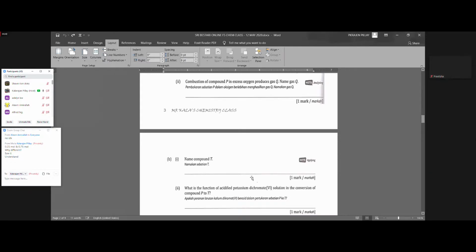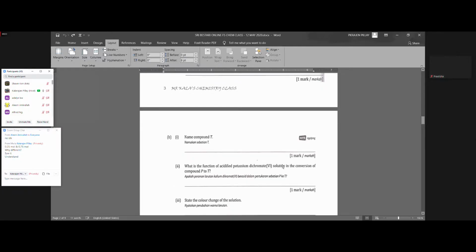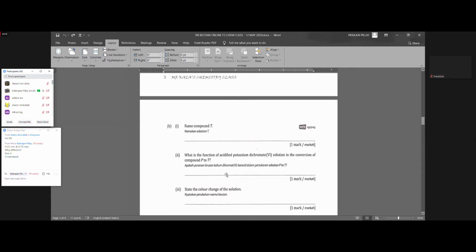So I did that day. What is the function of acidified potassium dichromate(VI), which is orange in color? It's an oxidizing agent. See, very simple. Okay, what is the color change? I told you, be very careful. Potassium dichromate(VI), and it is orange to green, you know. Note it down. Orange to green, color change.